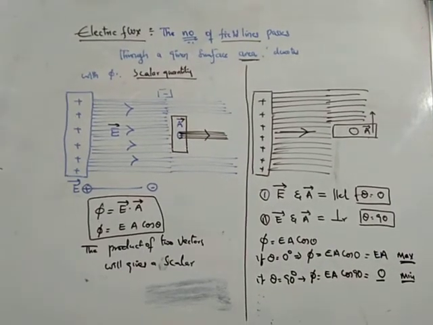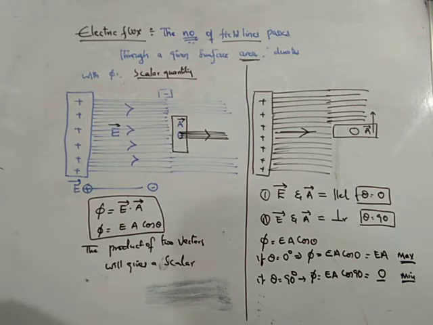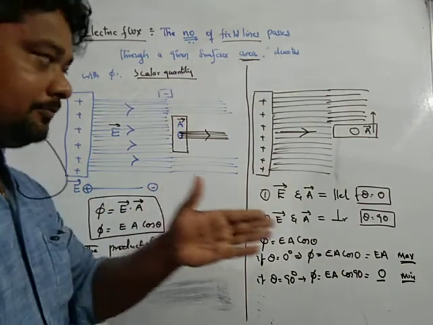I hope it was clear. Again, I want to repeat the concept. Electric flux is nothing but the number of field lines that pass through the given surface area, and it is denoted by flux phi. Initially, we considered field lines radiating in all directions, and we are considering it as a uniform straight line.